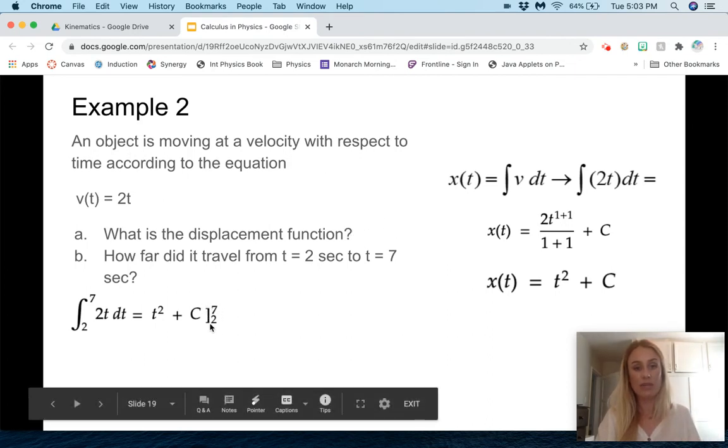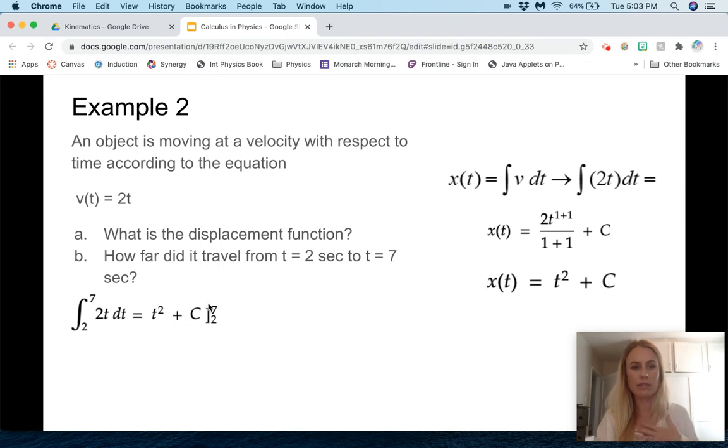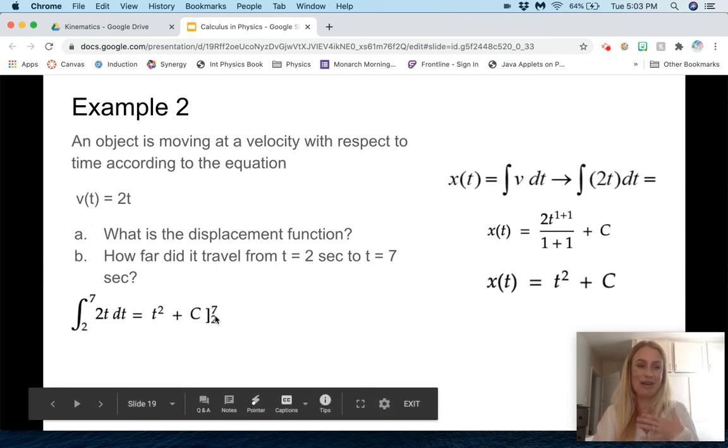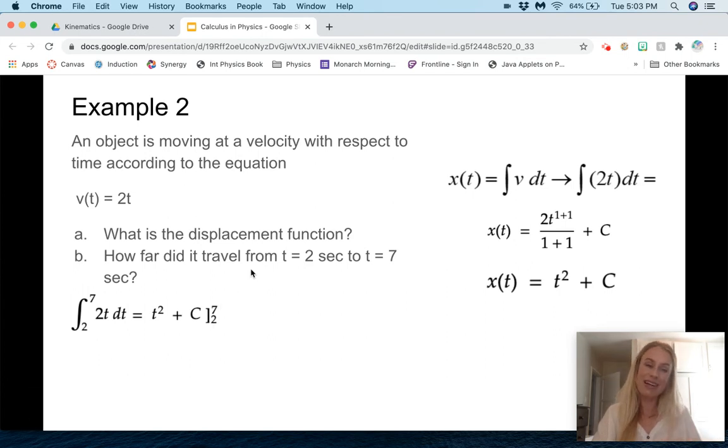I like to put a big bracket right here. That's how I learned it when I was your age. I don't know if that's how they still teach it, but that's always how I write it. So I'm evaluating from 2 seconds to 7 seconds. Kind of weird that we go from bottom to top. I don't really know, but that's just how I was taught how to do it.